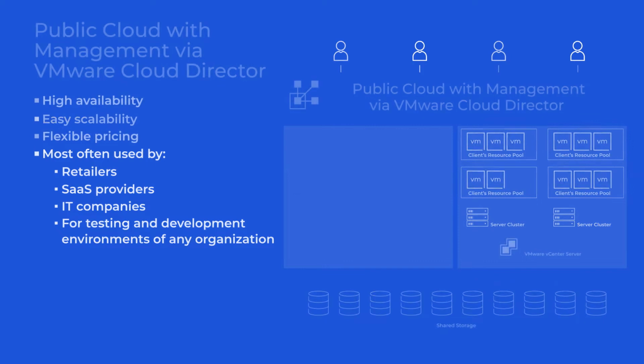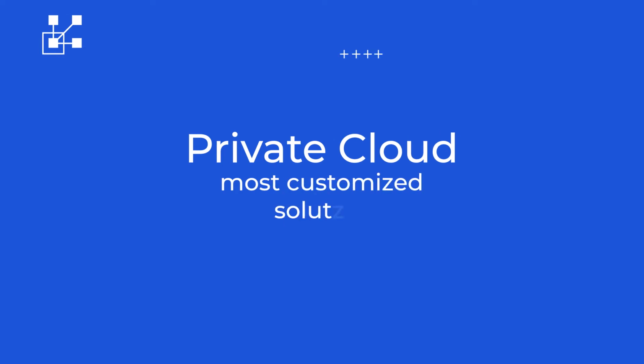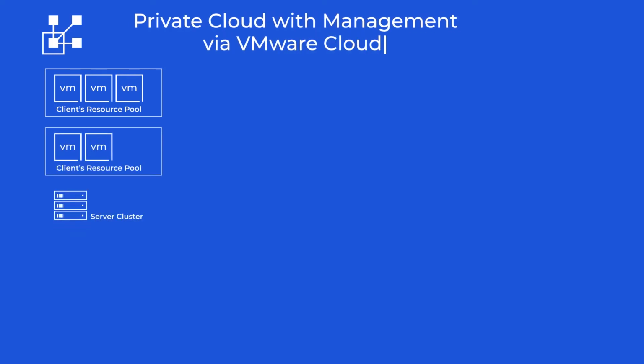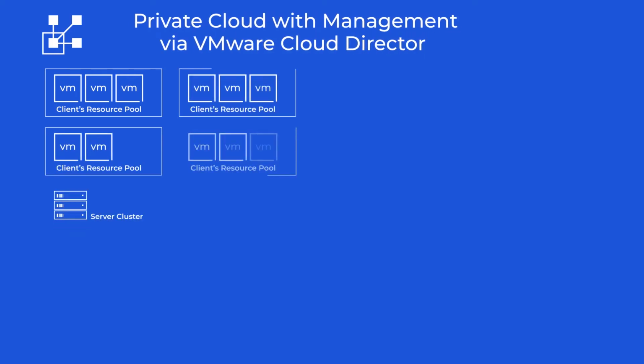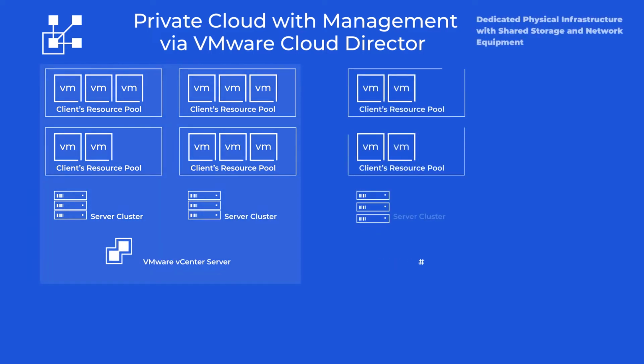Let's move on to a private cloud, the most customized solution, where you can implement any of the client's needs. It has different levels of isolation depending on the tasks. Private cloud with management via VMware Cloud Director. It's the minimum option of a private cloud, and at the same time, the most frequently used by customers.